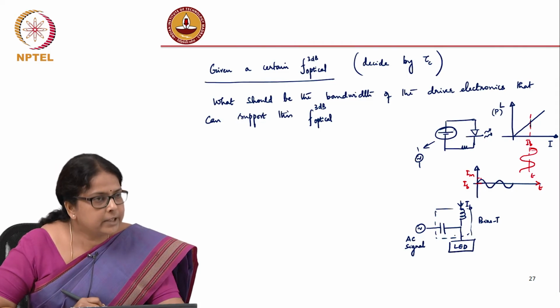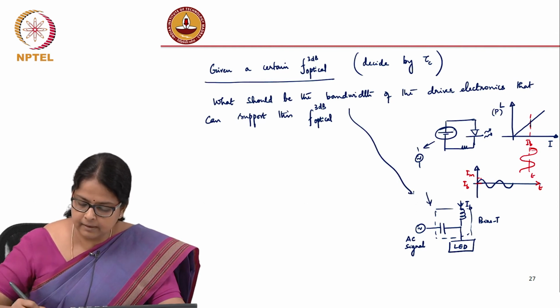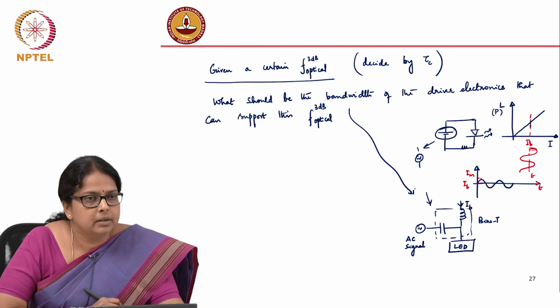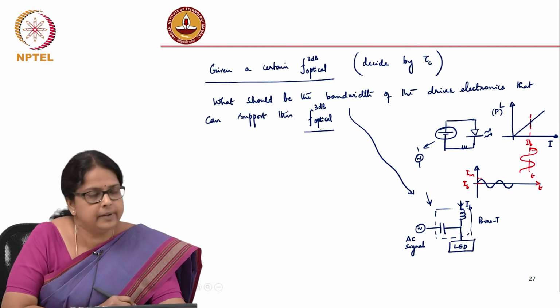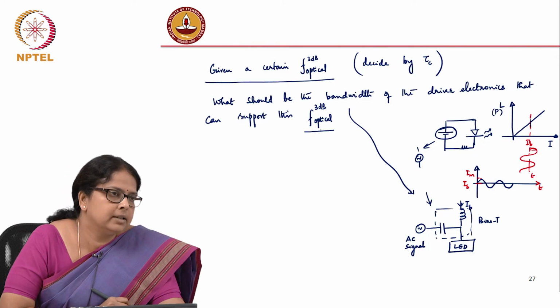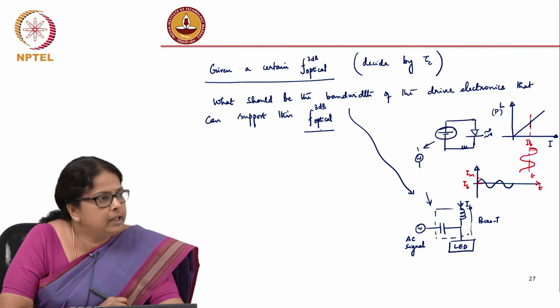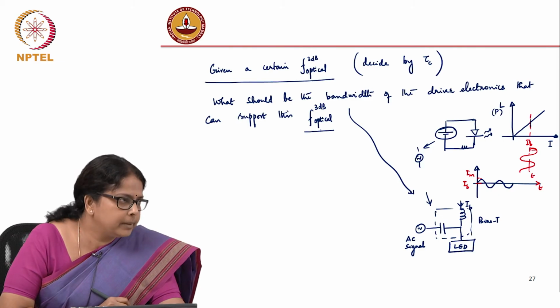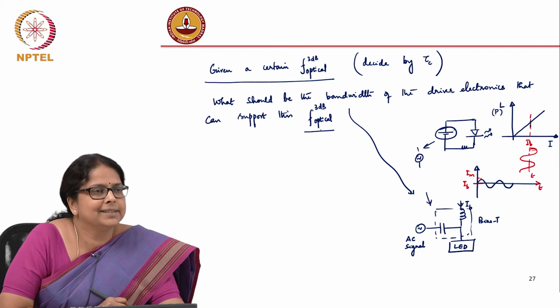Okay. The question we are asking is, what should be the bandwidth of this driver circuit, so that it can support a specific 3 dB optical bandwidth? So what do you think the answer should be? Is it the same as F3 dB optical? Should it be larger than F3 dB optical, or can it be smaller than F3 dB optical? What is your guess?